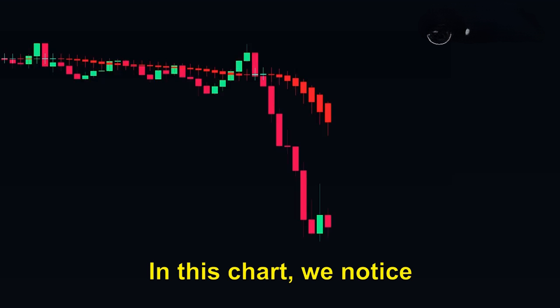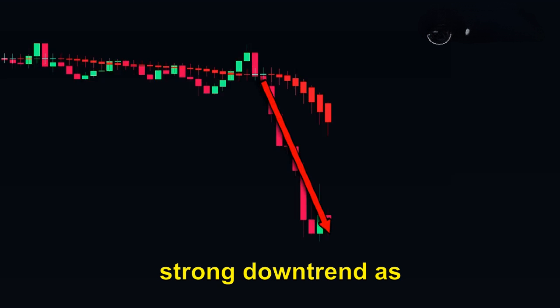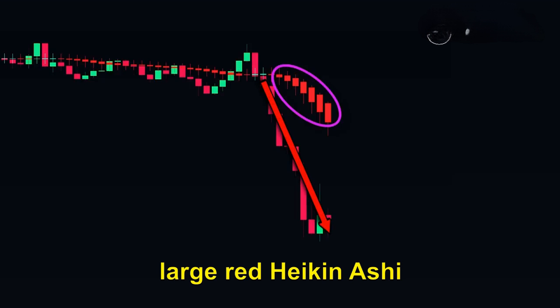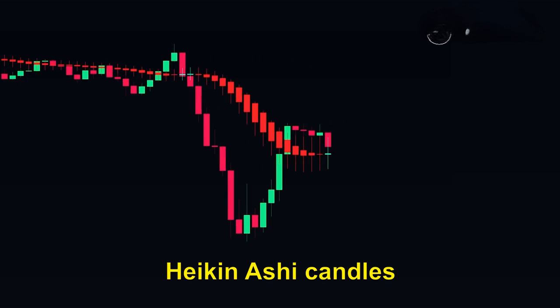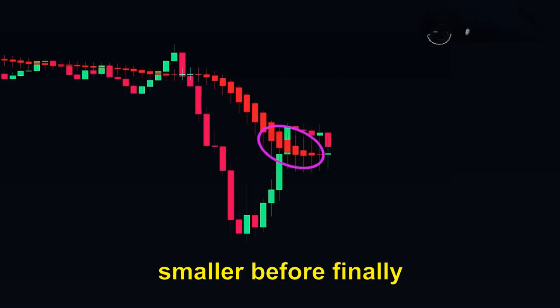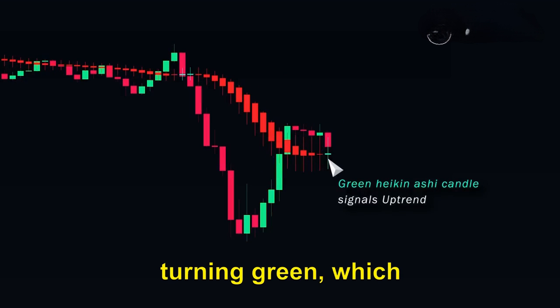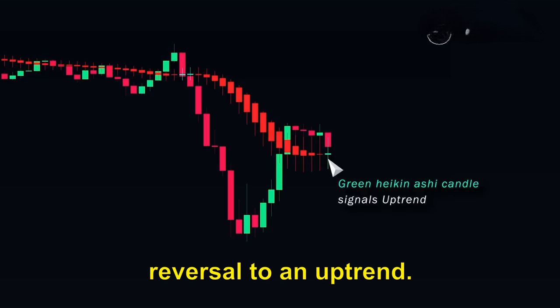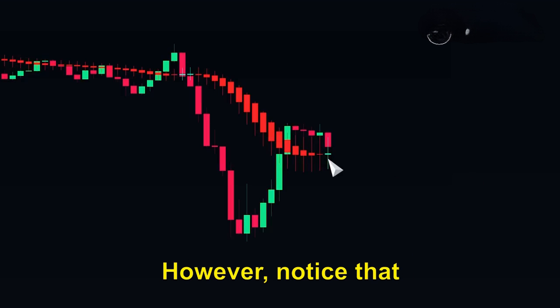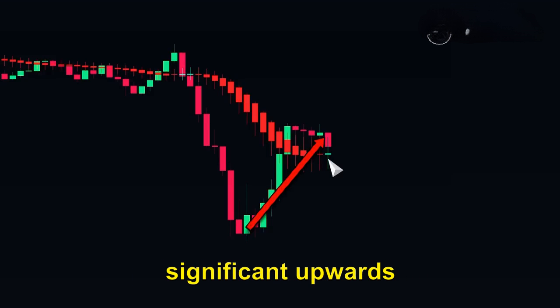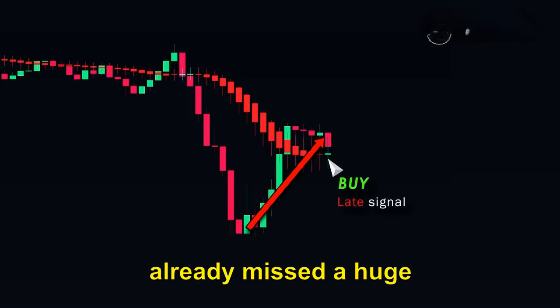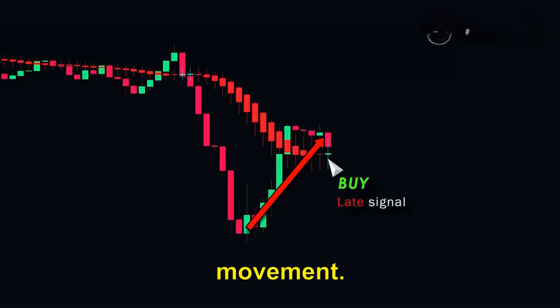In this chart, we notice that the market is on a strong downtrend as indicated by these large red Heikin Ashi candles. We can see that the Heikin Ashi candles gradually become smaller before finally turning green, which indicates a trend reversal to an uptrend. However, notice that the color change happens after the price had already made a significant upwards movement. So if you had entered a buy position here, that would be considered a late signal because you already missed a huge portion of the price movement.